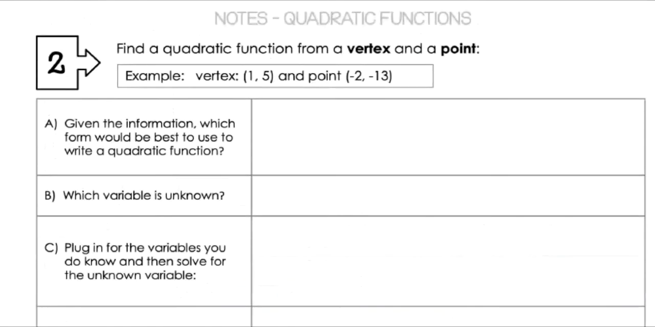Next up, we are going to go through a similar process, but this time, instead of being given the intercepts in a point, we're given the vertex in a point. That tells me that I should probably use vertex form. So in vertex form, remember we need an a value, an x, an h, and a k value.